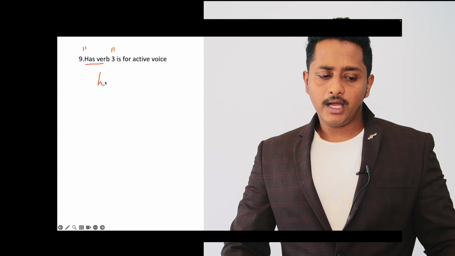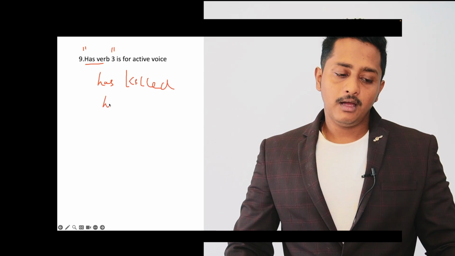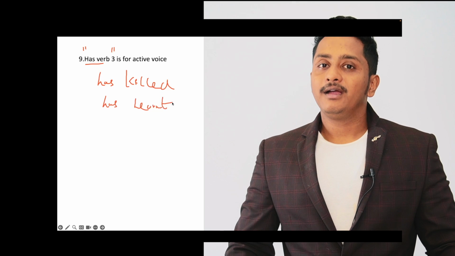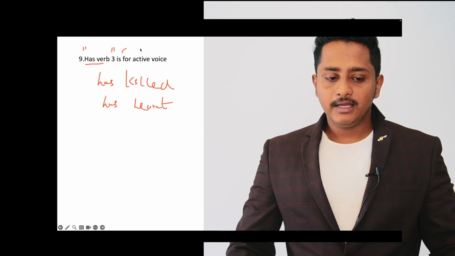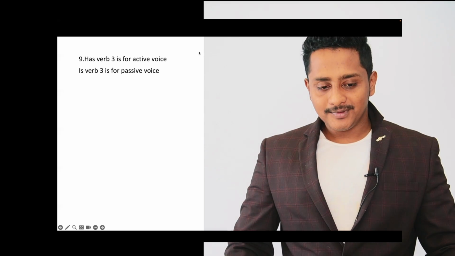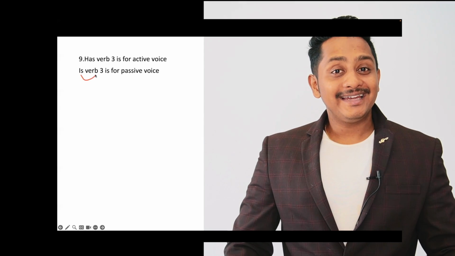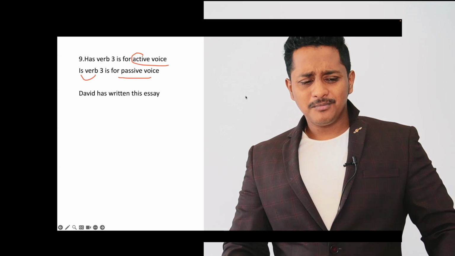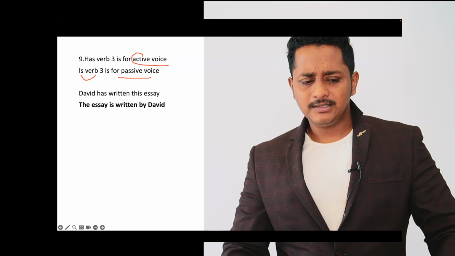"Has" plus verb 3: has killed, has learned, has cancelled. It is for active voice. What is this active voice? "Is" plus verb 3: is killed, is learned, is written, is for passive voice. It's very simple. Remember this. Just these two. That is enough.